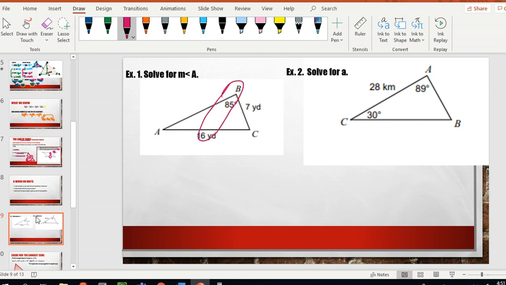And I'm going to do a loop around that right there. I want you to see we have an angle and its opposite side. So I'm going to start with sine of B, sine of 85 degrees over 16 equals, I need to know the measure of angle A. So angle A is right here and it's opposite of 7. So I'm going to put sine of A over 7.